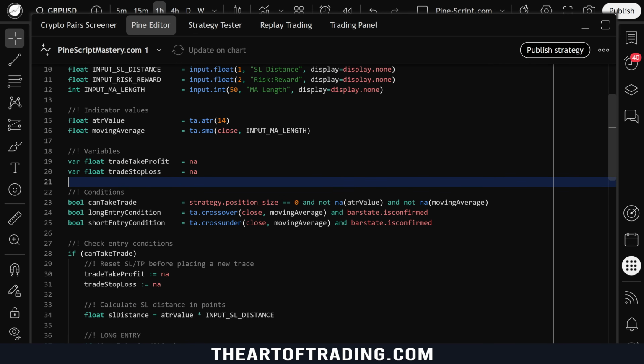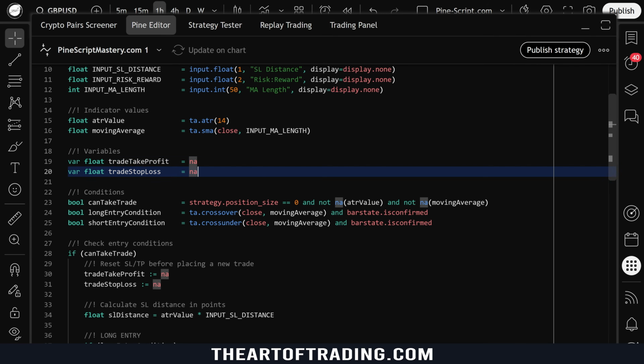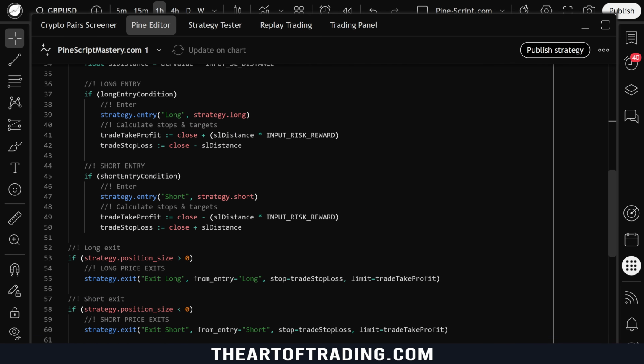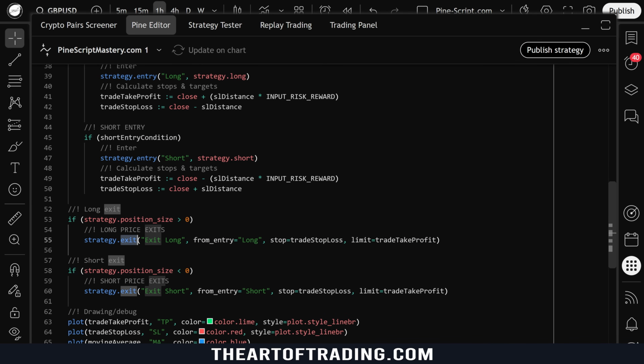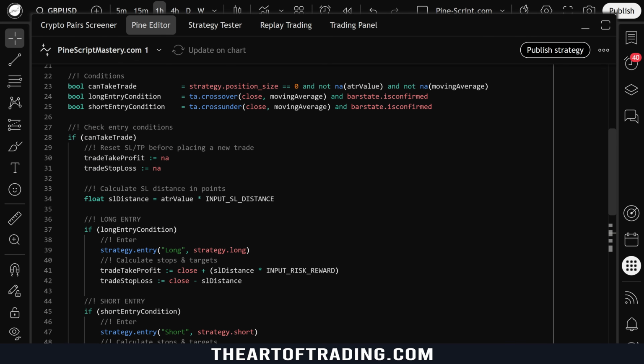So to be able to save our price-based take profit and stop loss, we need to use persistent variables. So these are var keyword variables. All that means is these variables do not reset when a new bar begins. So this will save our take profit and stop loss values between bars. The reason we need to do that, as you'll see later on, is because we need to pass those values into our exit function. But before we get to that, let's go over the entry code just briefly.